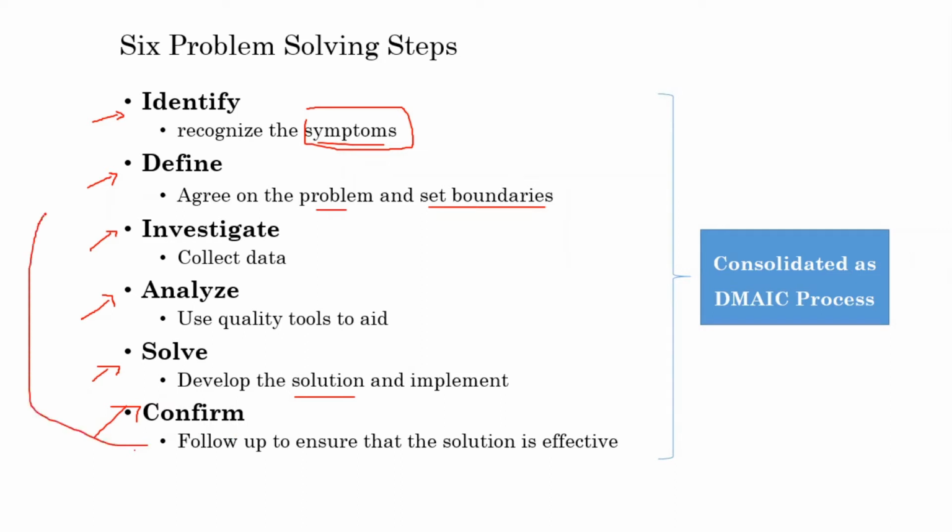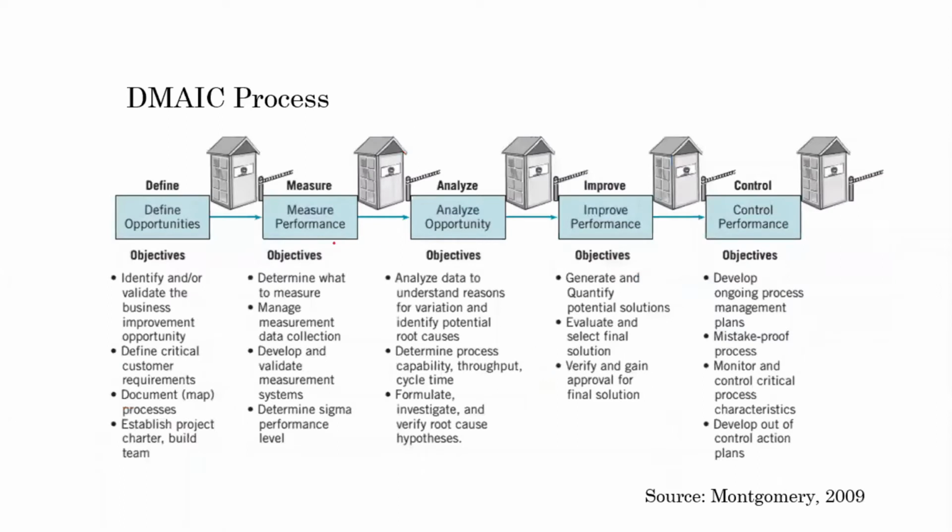So that is what we mean by resolving the symptoms. Now, when the symptoms are avoided or when the problem is solved, then you are going to confirm. Then these stages are normally consolidated as the DMAIC process in Six Sigma.